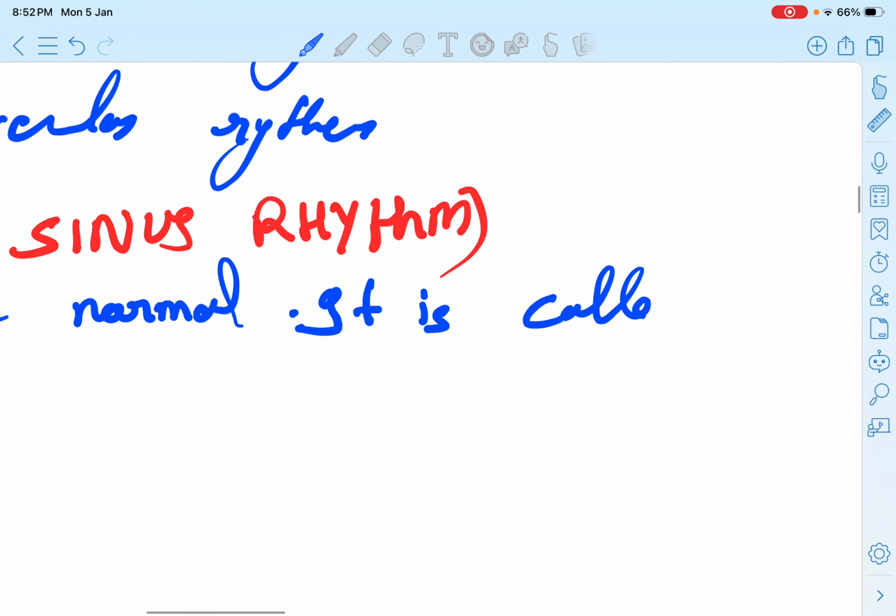Sinus bradycardia: heart rate is less than 60 beats per minute. Tachycardia: heart rate is more than 100 beats per minute. Atrial fibrillation: if you notice no P wave and an irregular rhythm, your patient is at risk of stroke.